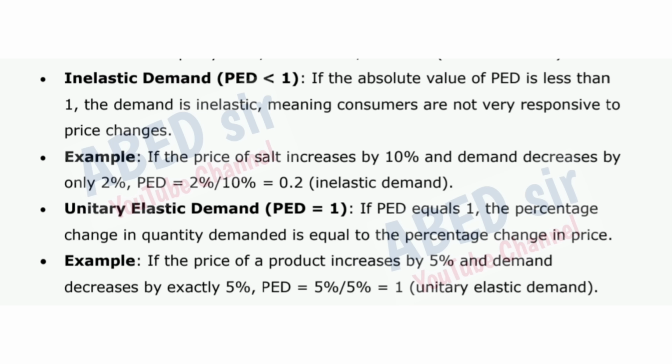Unitary elastic demand, PED is equal to 1. If PED equals 1, the percentage change in quantity demanded is equal to the percentage change in price. Example, if the price of a product increases by 5% and demand decreases by exactly 5%, PED is equal to 5% divided by 5%, which is equal to 1, unitary elastic demand.